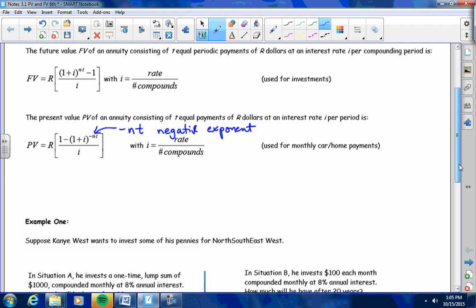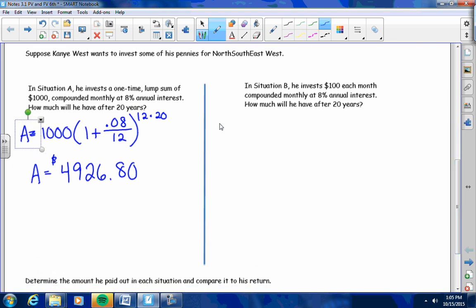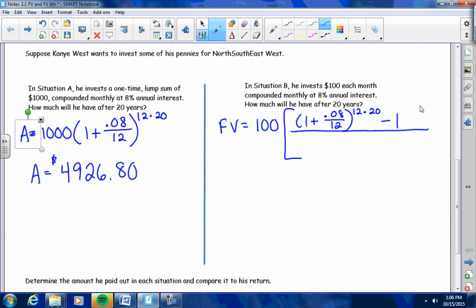So future value. All right, so future value equals $100 a month, that's the capital R, times in the brackets. We have a fraction, so in the numerator it is 1 plus I, and I is the rate, 0.08 divided by number of times compounded, 12, raised to the power of 12 times 20 years. At the end of it, there's a minus 1.